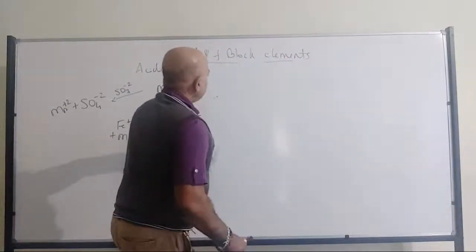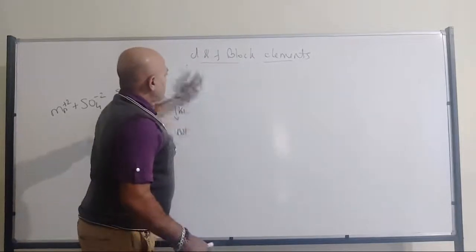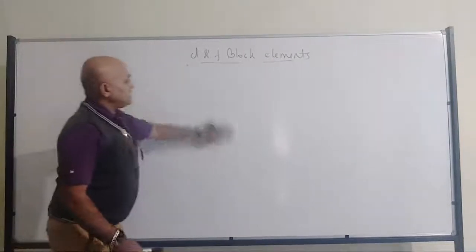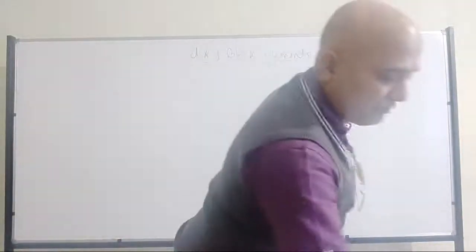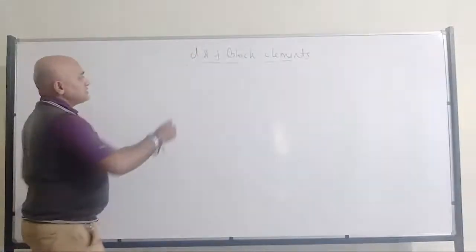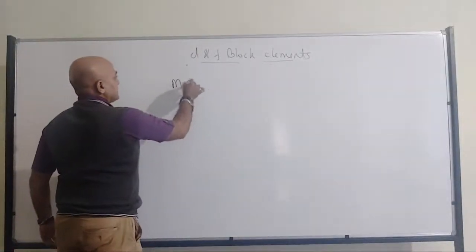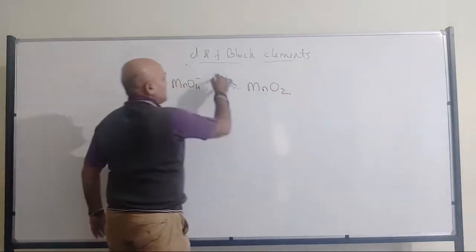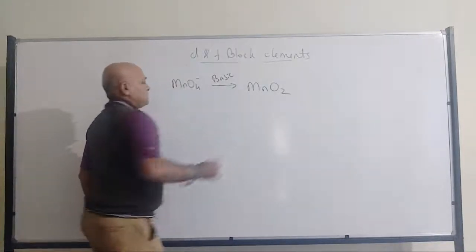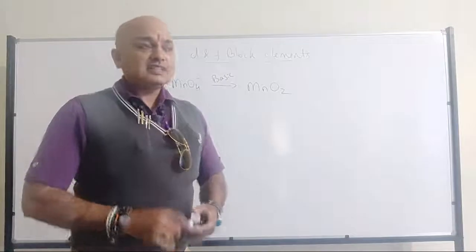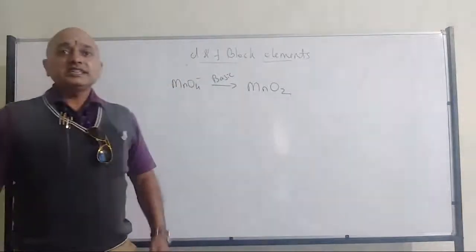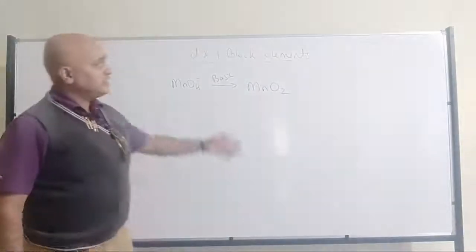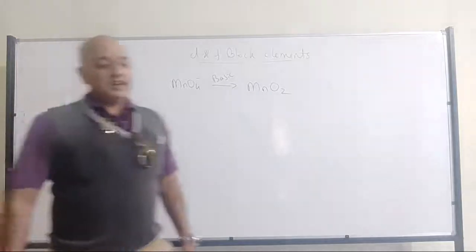Right? Now in basic condition, we were talking about basic condition. So what will happen to the manganese under basic condition? Anyone? It will become MnO2 under basic condition or neutral condition. So that's where we have the change in oxidation state of manganese. Yes, Narsimha, you are right. So it will become manganese dioxide.